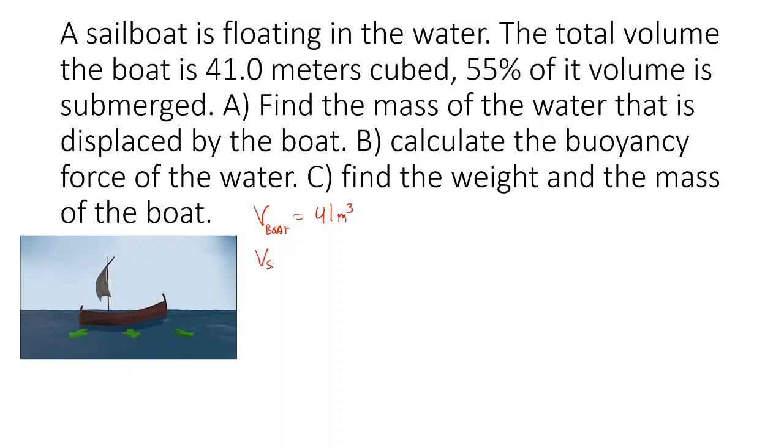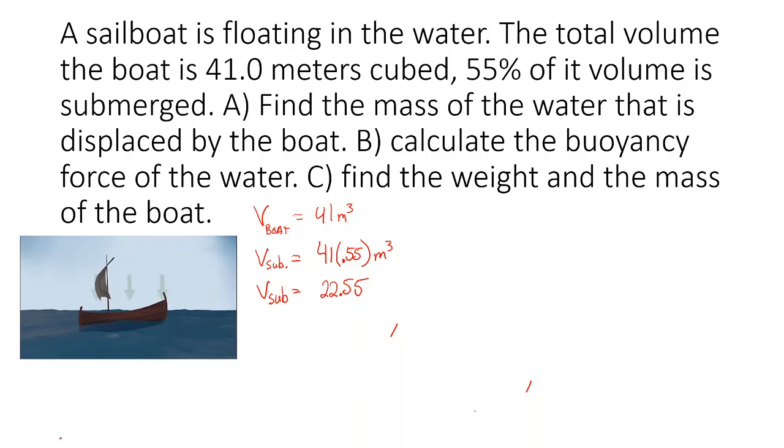So what would the submerged part of the boat be? Well, if it says it's 55%, I'm going to take 41 and multiply by 0.55, and then it'll be meters cubed. So the volume of the submerged part is 41 times 0.55, and I get a grand total of 22.55. That's the amount that's submerged.